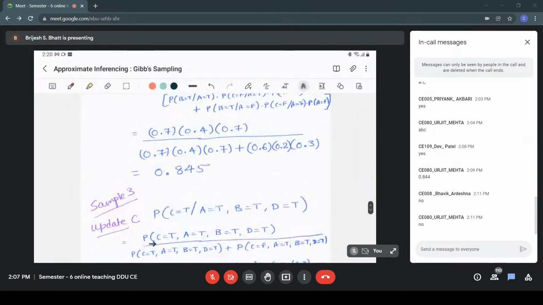So it will be something like this. In the denominator, you will marginalize over C. And you want to put the complete joint distribution of C, A, B, and D. Can anyone write the formula for this complete joint distribution? What is probability of C is equal to true, comma A is equal to true, comma B is equal to true, comma D is equal to true? How do you break this down into different probabilities?